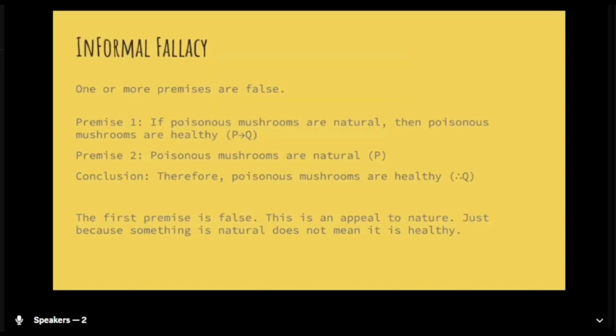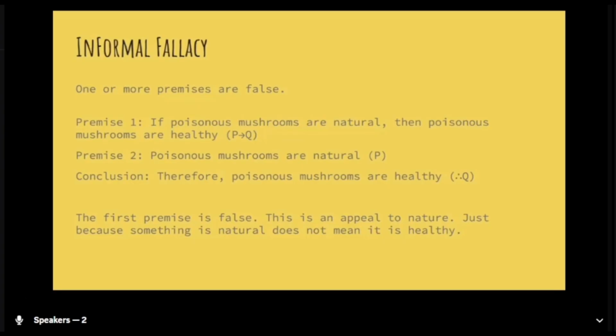An informal fallacy now is not to do with the structure of the argument, but one or more premises are false. In this case, we've got something known as the appeal to nature fallacy, which we've covered, and most of you, I'm sure, know. Premise 1, if poisonous mushrooms are natural, then poisonous mushrooms are healthy. Premise 2, poisonous mushrooms are natural. Conclusion, therefore, poisonous mushrooms are healthy. One or more premises are false in this example. I should have probably hidden this to give you a chance to have a think for yourself, but the first premise is false.